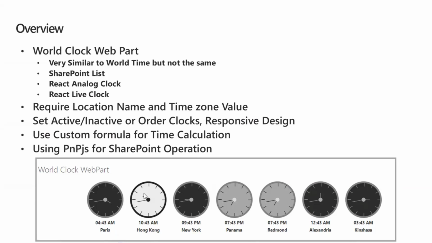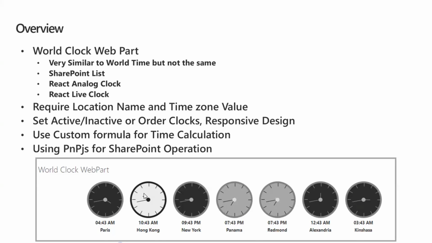Behind the scenes, for storage of the clocks, we use a SharePoint list. It's a very basic list with the title of the location and the GMT value, in positive or negative GMT or UTC time. You can enter that time. Additionally, you can set the order of your clocks, very traditional. You can also set those clocks to active or inactive, so when you display the web part on the page, only the active ones will appear.